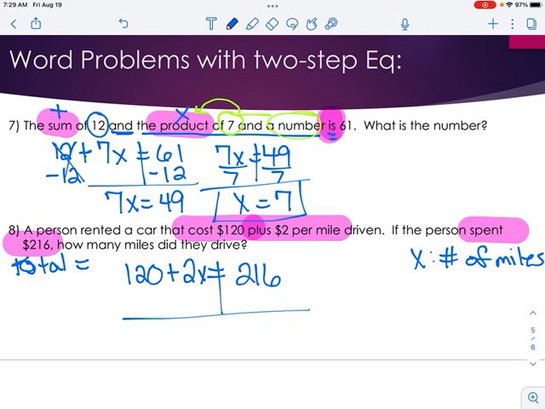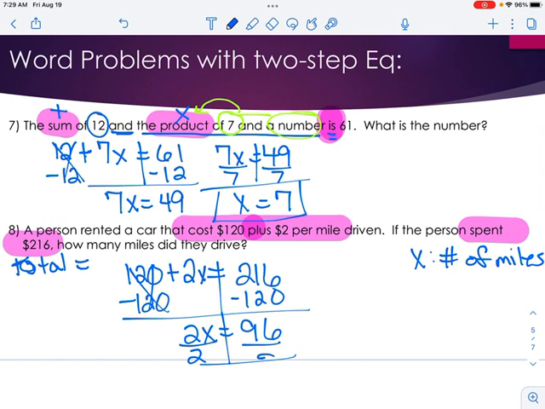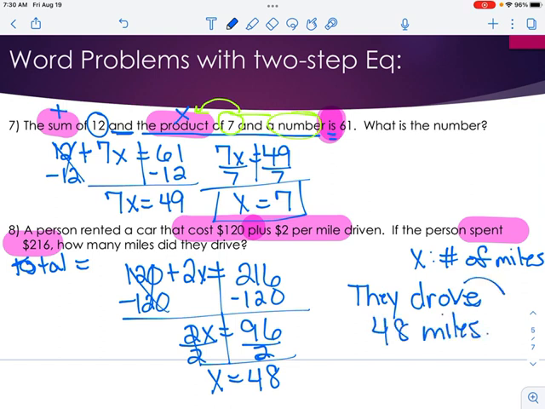So now, the least connected thing is the 120. So I'm going to minus that. That would get me 2x is equal to 216 minus 120. That's going to get me 96. At that point, I'm going to divide by 2. And that's going to get me x equals 48. So my final thing, I always like to write a sentence just to make sure I answered it. And it would be, they drove 48 miles. And there's my answer. Okay, so that's how we solve two-step equations.